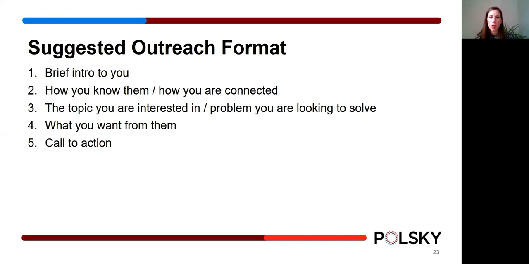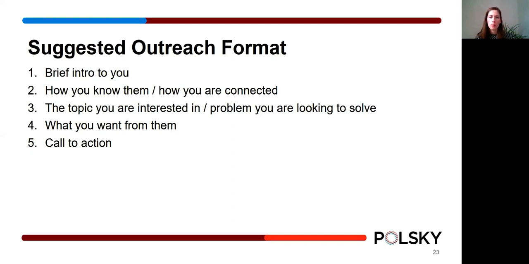So the individual should know why you guys are connected. So what do you either share in common? Who do you both know? Who referred you to them? What did you read of theirs or see in their profile that made you think that they would be the expert? And then what particularly you want to talk about.